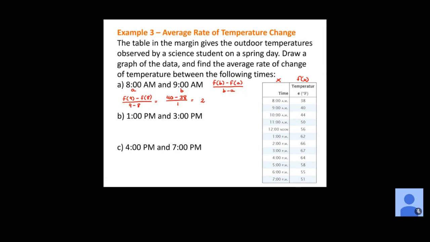In this case, our temperature is measured in degrees Fahrenheit. Our time was measured in hours. So this is going to represent 2 degrees Fahrenheit per hour. Okay, so that's what I would be looking for units on something like this, right? Because we know the numerator represents the degrees Fahrenheit, the denominator represents the hours. So this is now 2 degrees Fahrenheit per hour, meaning that our temperature rose by 2 degrees for every hour between 8 o'clock and 9 o'clock.